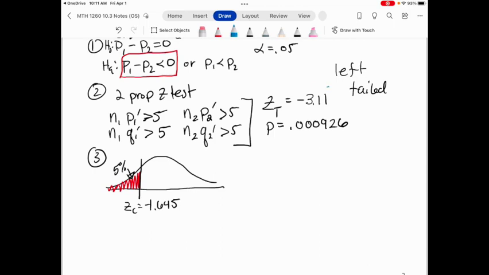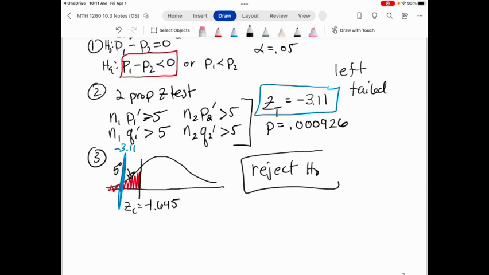Now, when I look at my test statistic, it is negative 3.11. That's less than our critical value of negative 1.645, so it's going to fall in that rejection region. So I'm going to say reject the null hypothesis for step 3.